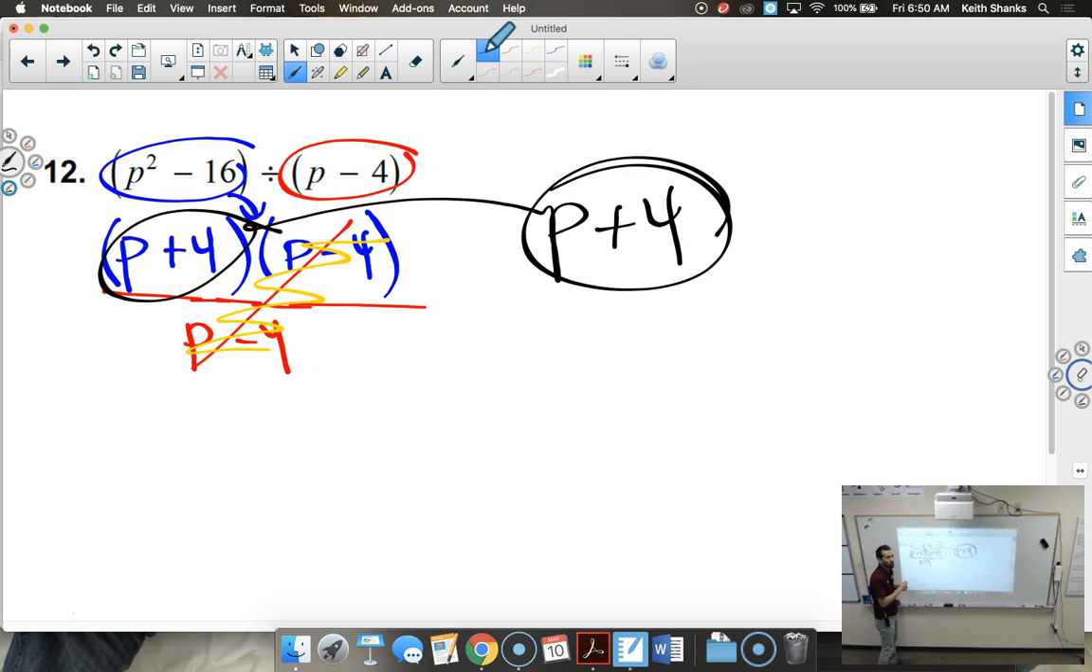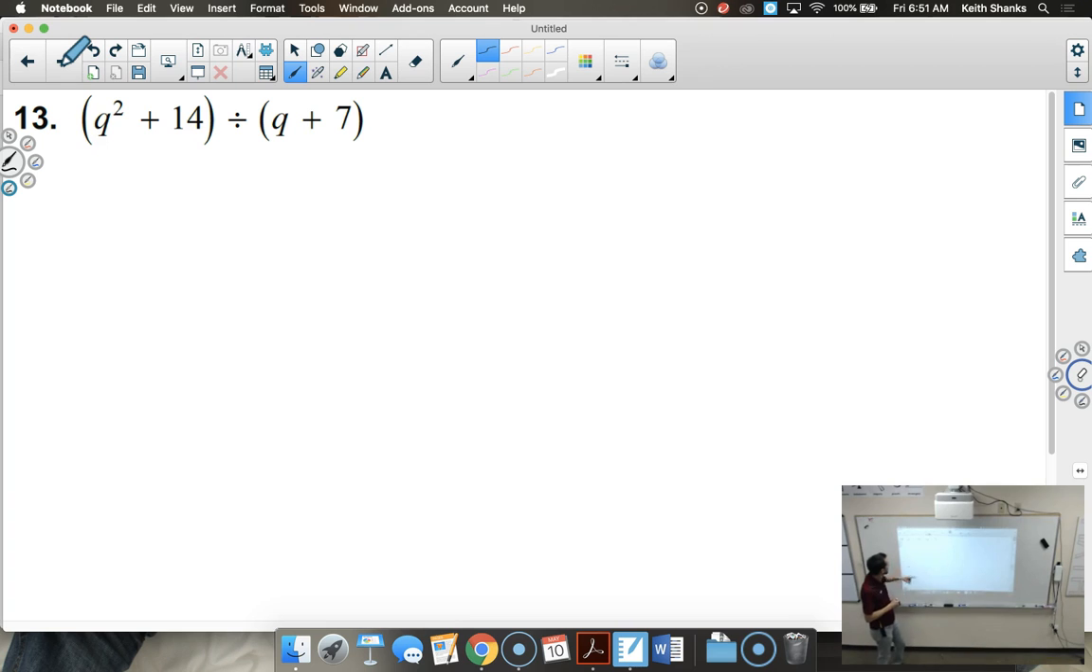Again, that's all assuming that you recognize that this right here, p squared minus 16, perfect square, negative between them, breaks down this way. Okay? And we've seen a lot of those, so hopefully that's kind of clicking a little bit quicker on these problems. Okay?